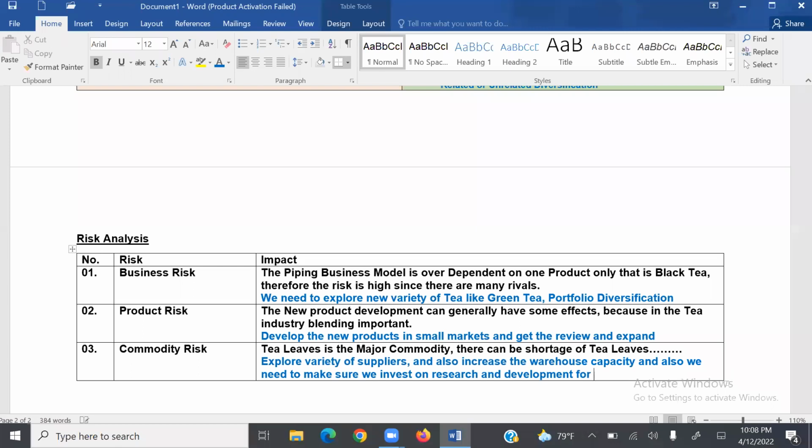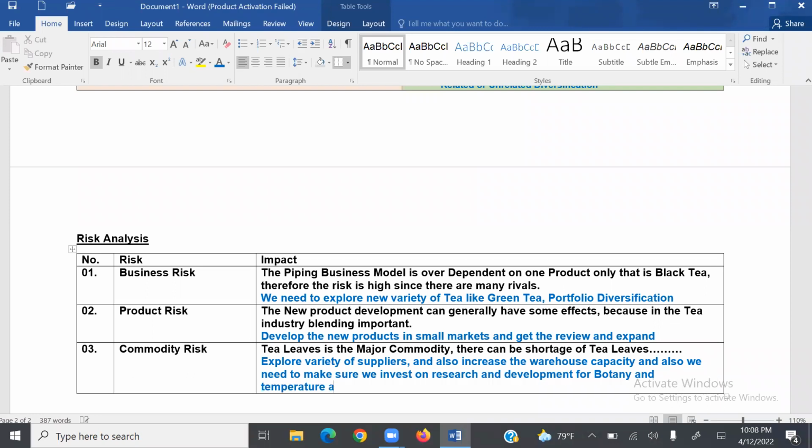We invest in research and development for botany, and I can say temperature adjusted tea leaves. Can you remember it was mentioned on that? So the commodity risk is one of the major risks that we can generally face, students, because I'm prioritizing the things in order.